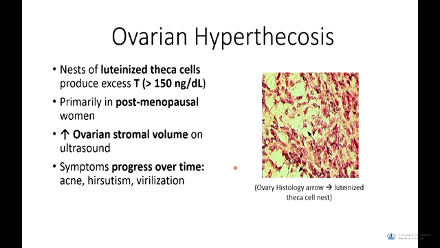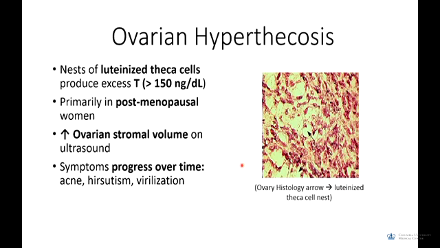Then there's ovarian hyperthecosis, where you have these nests of luteinized theca cells in the ovary that produce testosterone greater than 150. Again, mostly in postmenopausal women, and this is a slightly slower progression than that rapid onset from the tumors. And you'll see an increased ovarian stromal volume on ultrasound.